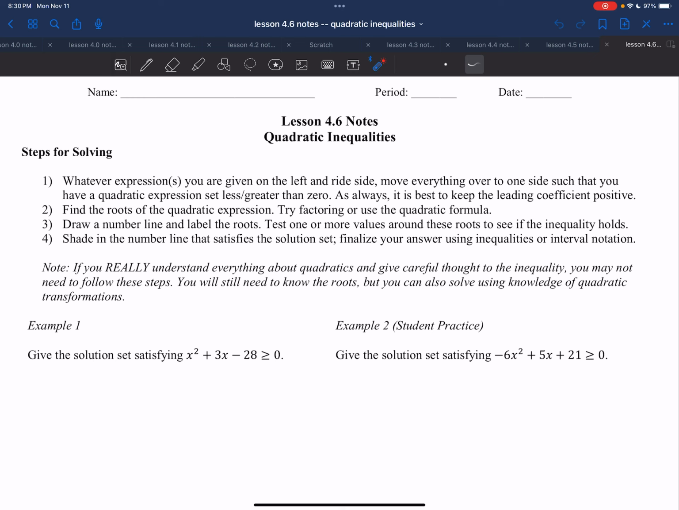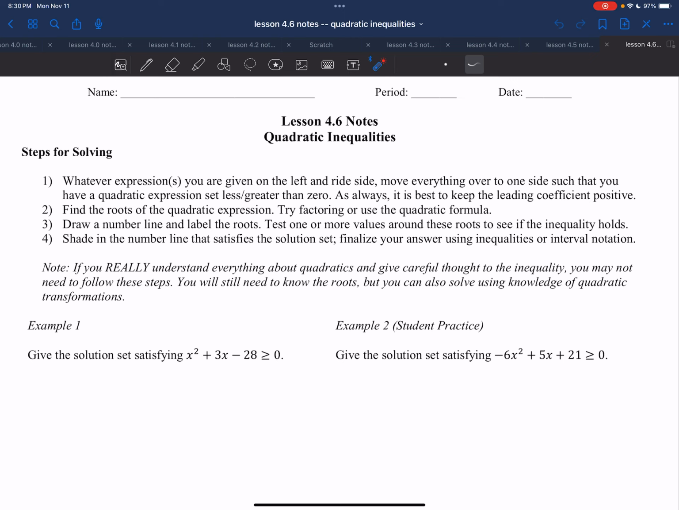When we say inequality, remember we've seen this word before. Unequal, meaning not equal, right? So if something's not equal to something, then it's probably more than it or less than it, right? So we're just looking at less than, greater than relations with quadratic functions. Now, the steps for solving these are pretty simple.